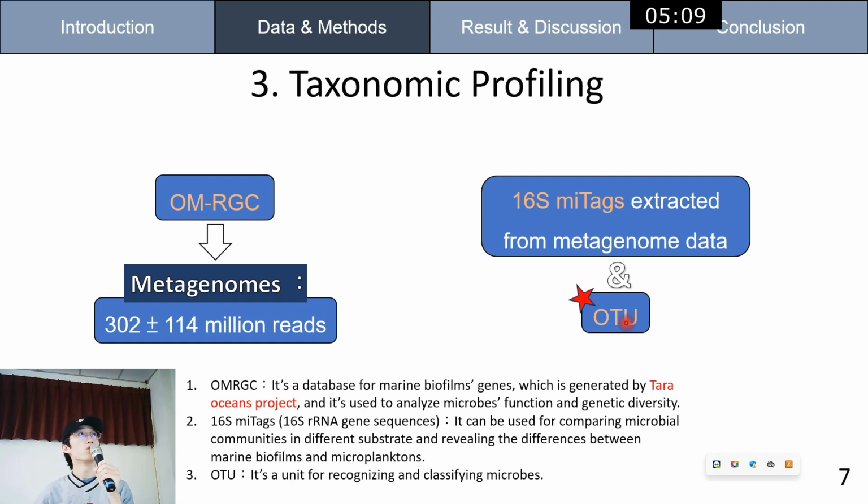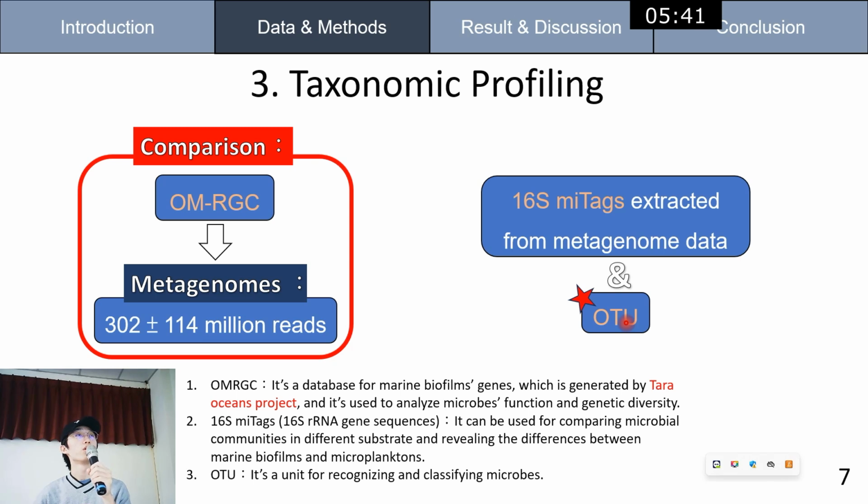We need to download the OM-RGC samples and their metagenomics, about 300 million reads. And what is OM-RGC? It's a database of marine microbial genes, generated by the Tara Oceans project. You can think of it as a dictionary for the metagenomes. And this is a comparison for our samples. And then we go into classification and profiling.